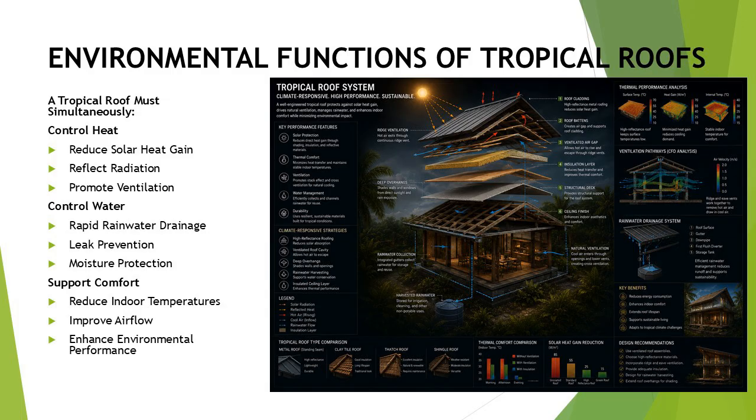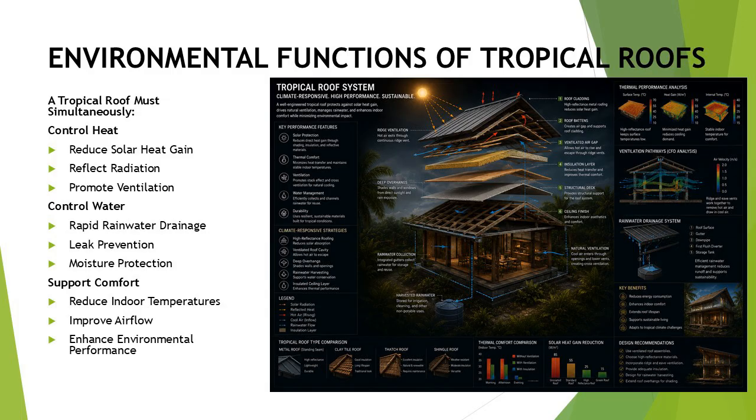The second function is moisture protection. Tropical rainfall can be intense. Roofs must quickly shed water while preventing leakage and material deterioration. The third function is ventilation. Many traditional tropical roof systems intentionally incorporated ventilation spaces. These systems allowed heat to escape before it entered occupied spaces. This simple strategy significantly improved thermal comfort.